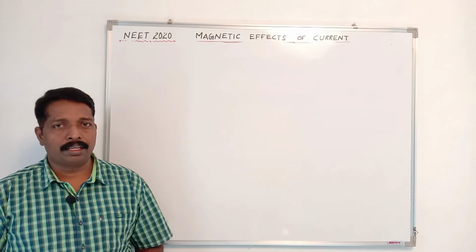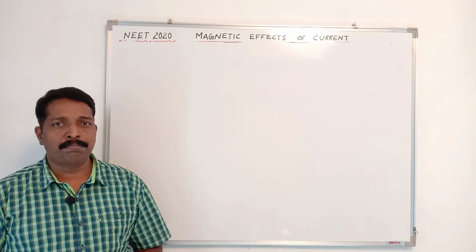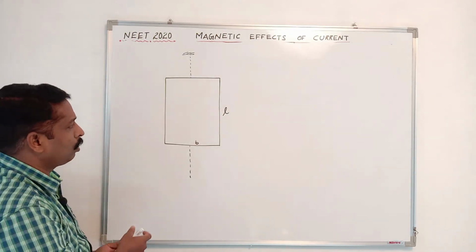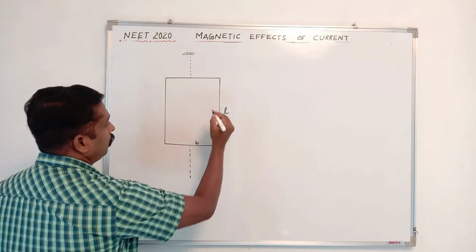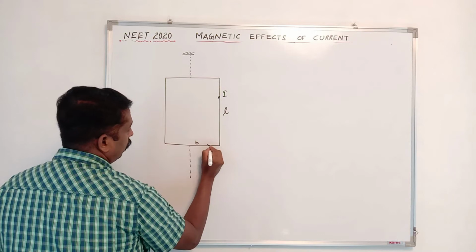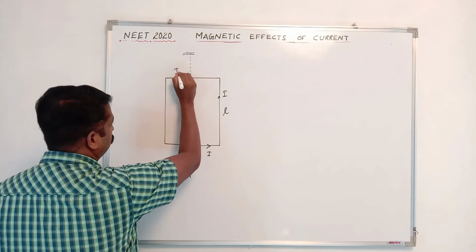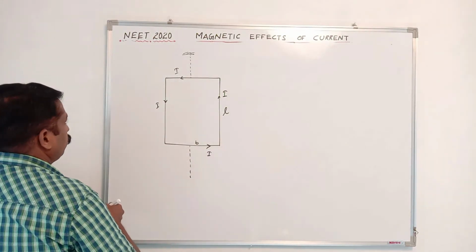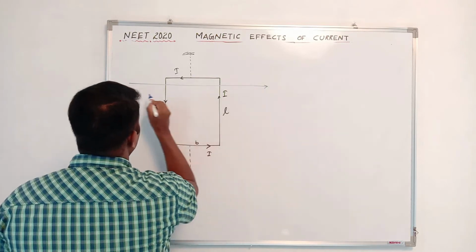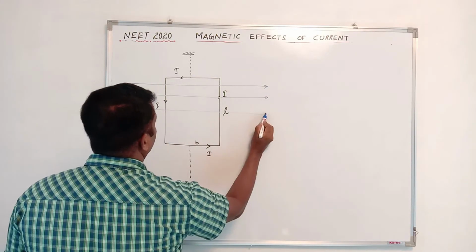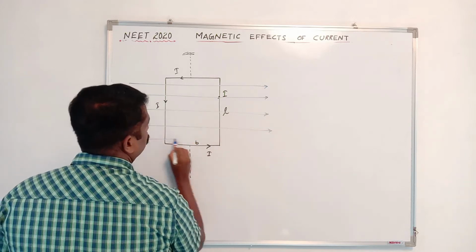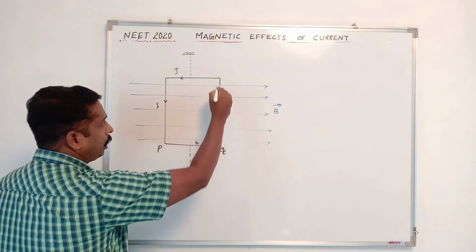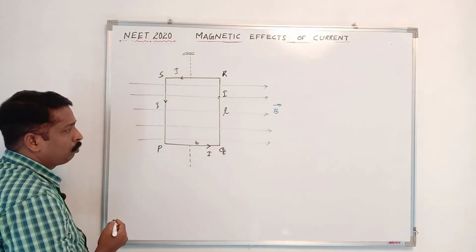Next, torque acting on a rectangular wire frame of length L and breadth B placed in an external magnetic field. Let us consider a rectangular wire frame of length L and breadth B in which a current I ampere flows in the anti-clockwise direction. So this is the current. Here a uniform magnetic field B is introduced. So this is the direction of the magnetic field, a uniform field. Then P, Q, R and S are the sides of the rectangular wire frame.